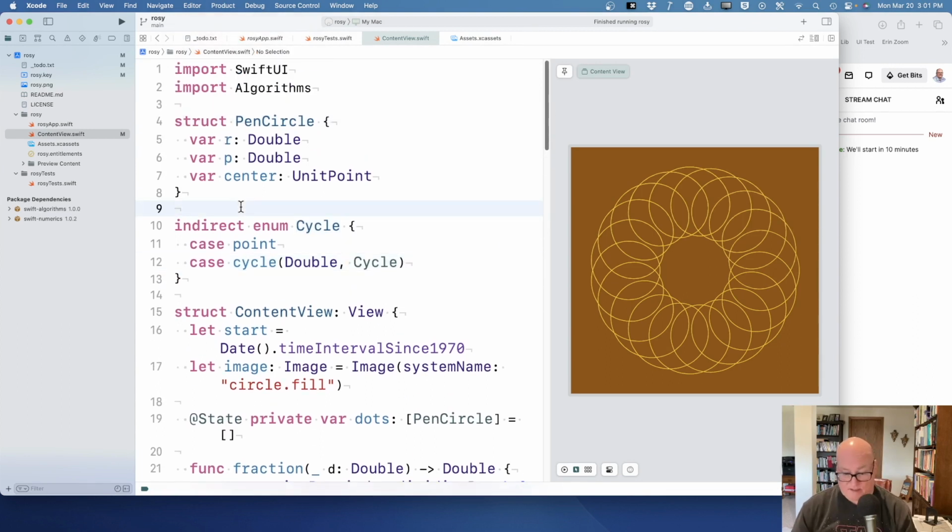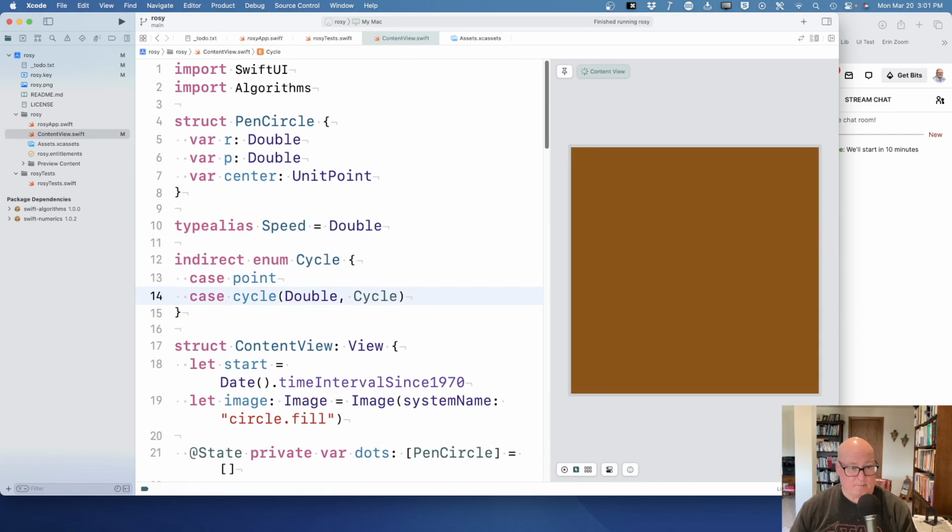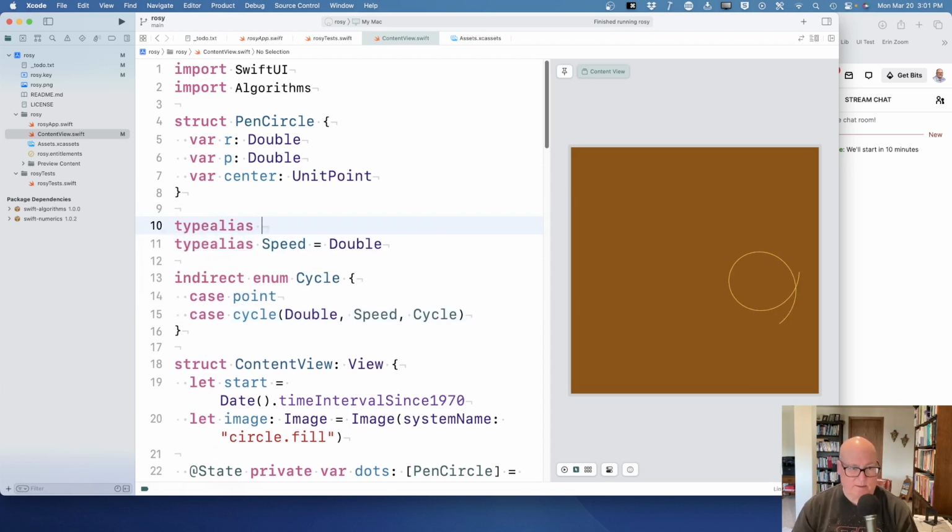All right, let's use some type aliases here. Speed equals double. And let's do radius.